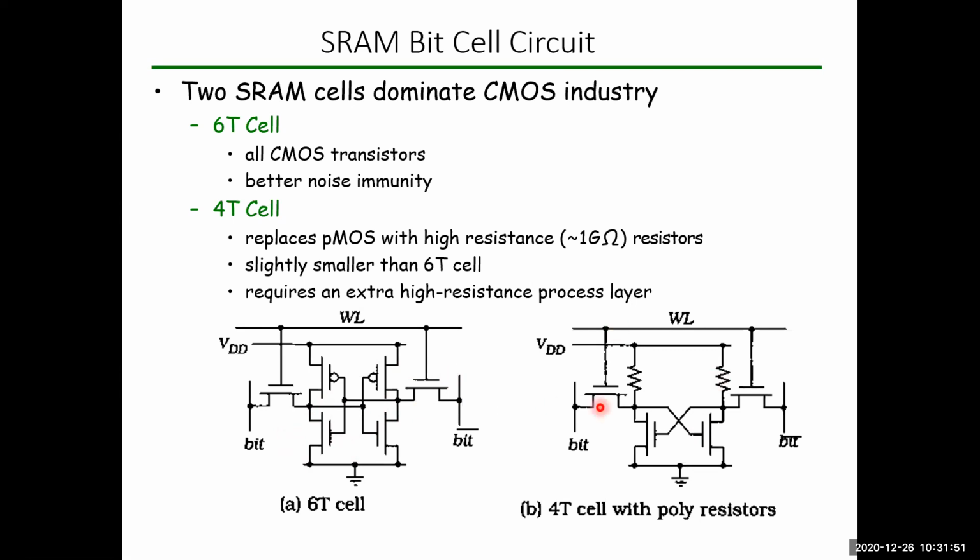But whenever it comes to the 4T cell, it is a power consuming circuit. Why? Because since you have resistors over here, the resistors will be very large, almost 1 giga ohm values. If such huge resistors are used, then if I need to draw the layout of an SRAM cell, since I'm using a resistor over here, it definitely requires a larger amount of space on the IC chip. So that's a major disadvantage of the 4T SRAM cell.